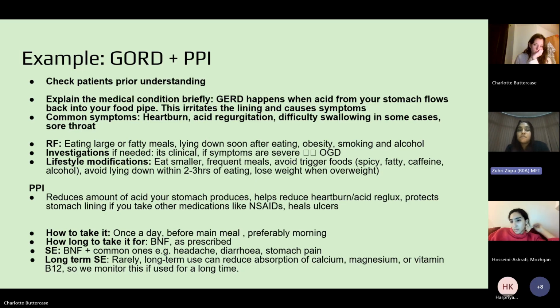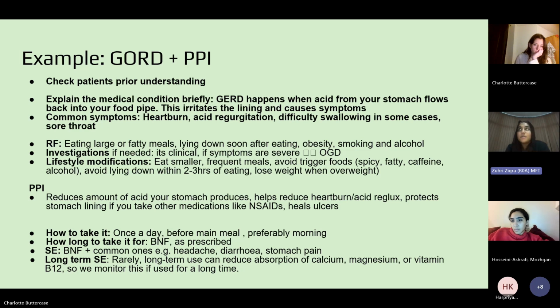But you can mention, take it as prescribed if you don't know how they've been prescribed it. Before a main meal, preferably in the morning if it's once a day. How long to take it for, you can check the BNF, you can check the indication. If it's not mentioned in the station, you might not have to mention it, but they've said it's for GORD, so it's usually for a month, isn't it?